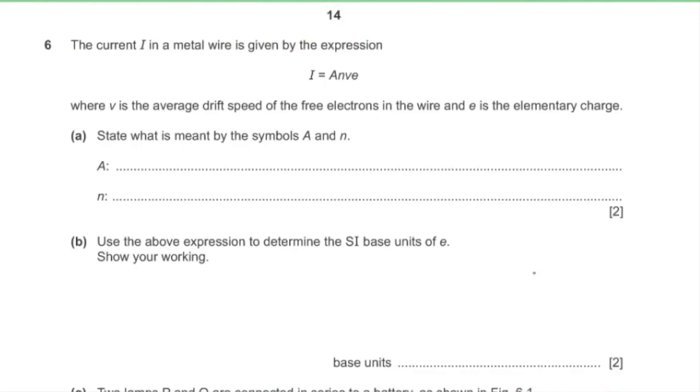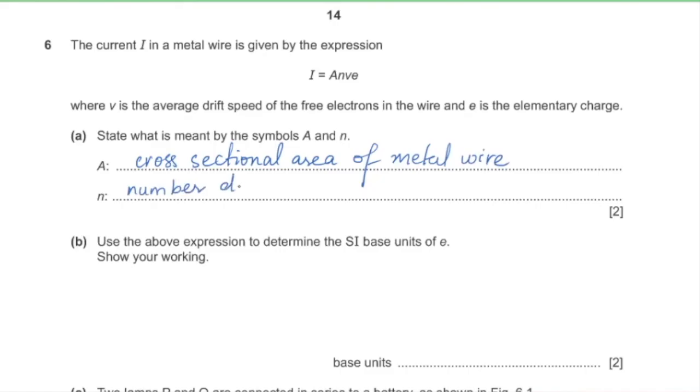Question number 6, the current I in a metal wire is given by the expression I equals A into N into V into E, where V is the average drift speed of the free electrons in the wire and E is the elementary charge. State what is meant by the terms A and N. So A is the cross-sectional area of that metal wire, while N is the number density of electrons in the wire.